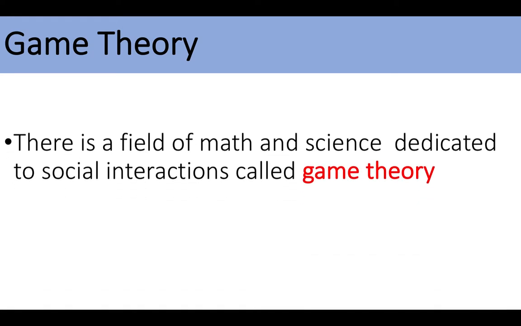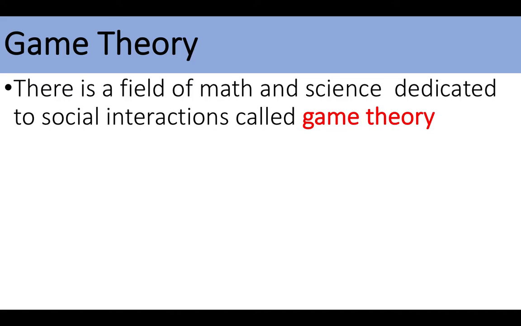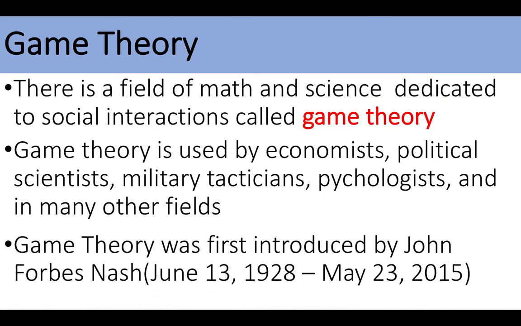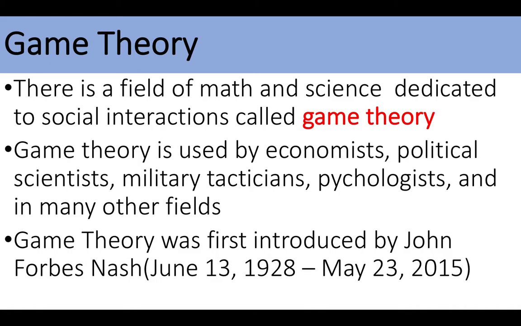So, some things you should know: something called game theory. There is a field of math and science that's dedicated to social interactions, and it's called game theory. Game theory is used by economists, political scientists, military tacticians, psychologists, and in many other fields. Game theory was first introduced by John Forbes Nash, born June 13, 1928, died May 23, 2015, so about 5 years ago.